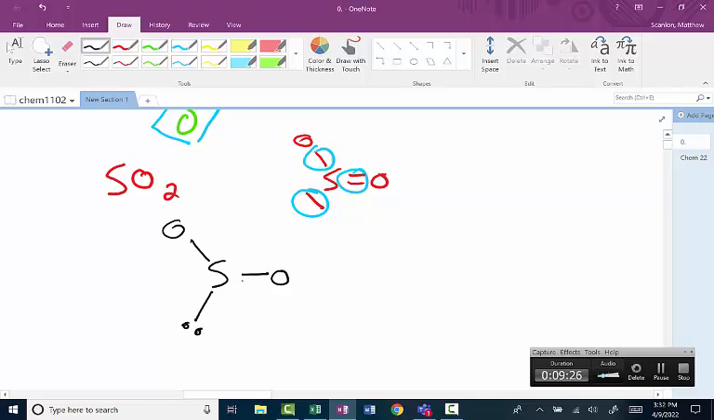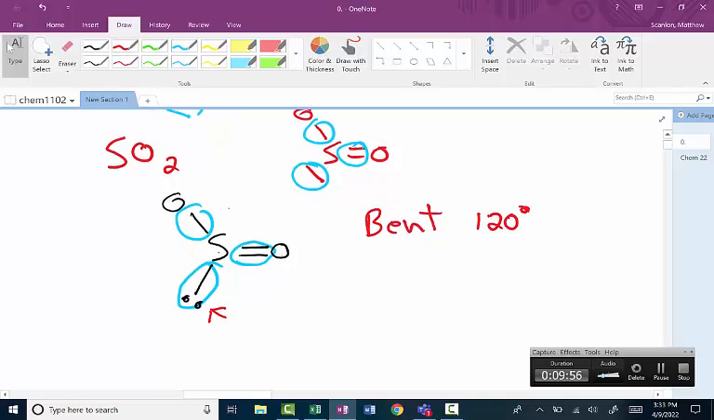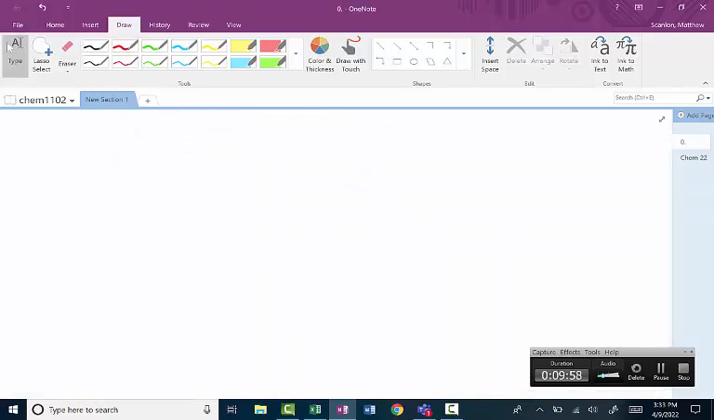If you want to double bond that, you can. We don't care because we're only interested in the shape. And so 3 electron groups, 1, 2, 3. That is trigonal planar domain, but the shape is the shape of the oxygen, sulfur, and oxygen. We do not name the electron pairs in the shape. So this is bent, and it's 120 degrees. Piece of cake.